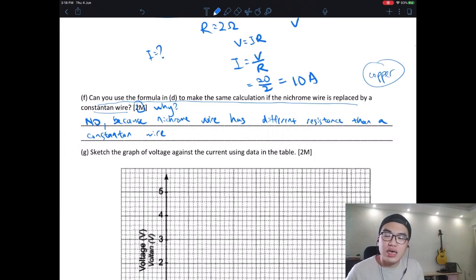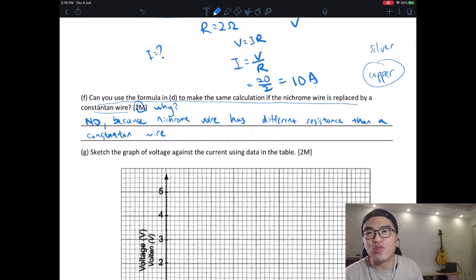If you must compare, silver is actually better in terms of resistance. Silver has even lower resistance, but we don't use silver. Why? Number one, it is super expensive compared to copper. Number two, it is heavy, which is why we use copper. Copper is very light, very soft, and the resistance is very low. That's why we use copper.